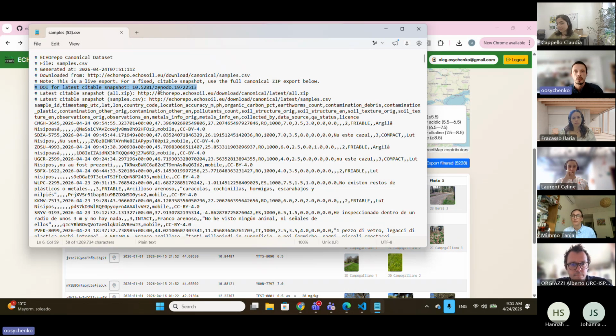are mirrored on Zenodo. So these are the permanent identifiers that might be used to cite this dataset. And ECHOREPO also takes care of synchronizing periodically the database with the Zenodo storage.